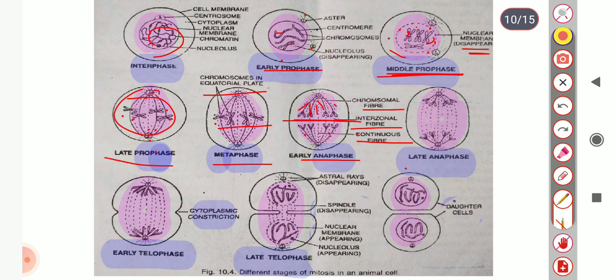You can see the continuous fibers, and in the late anaphase all the chromosomes go to their poles. You can see the chromosomes attached to the spindle fibers and coming to the poles, and the cytoplasm constricts. Here the cytoplasm is completely constricted and the spindle disappears. The spindle fibers disappear and a new nuclear membrane is formed.